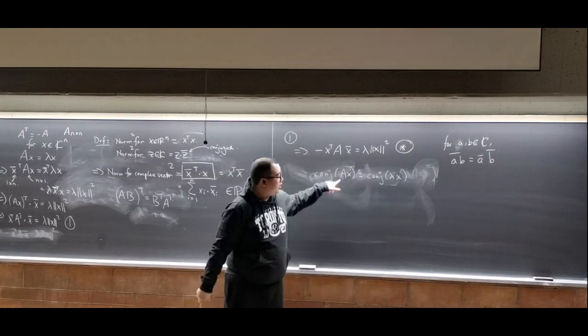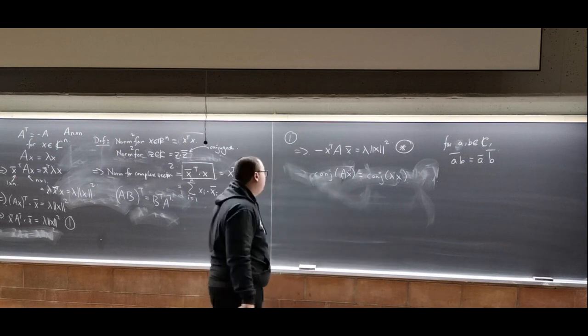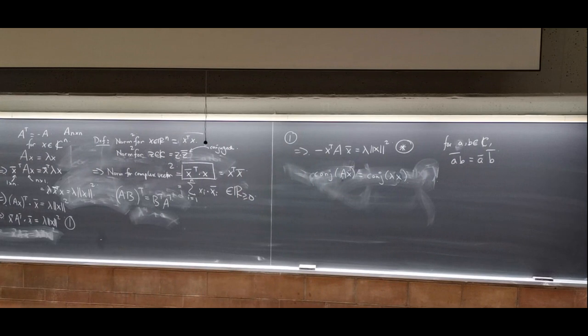Now what we're going to do is apply conjugate to both sides. Realize this: A is a real-valued matrix. This is from the question. A is a real-valued matrix. It did say in the question, didn't it?